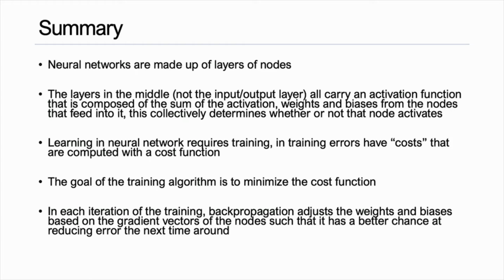Learning in the neural network requires training, and training errors have costs that are computed with a cost function. The goal of the training algorithm is to minimize the cost of these models. So in each iteration of the training, we have backpropagation that goes back and adjusts the weights and the biases based on the gradient vectors that we've generated, such that it has a better chance of reducing the overall error the next time around.